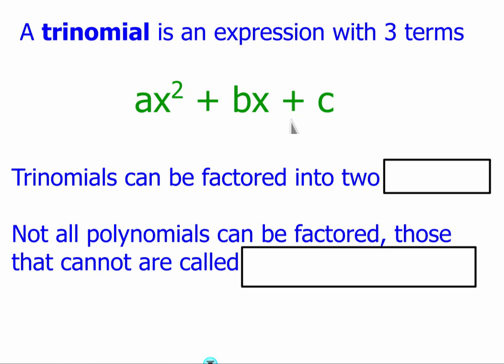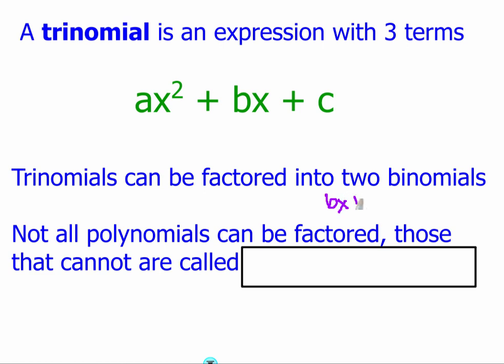And they're going to be in this form: ax squared plus bx plus c. In order to do this the way that we're going to be doing it, they have to be in this order, with the x squared term first, then the x term, and then our constant. And trinomials can be factored into two binomials. A binomial, if you don't know, takes the form of like bx plus c. So it's just a number or an expression that has two terms in it instead of three.